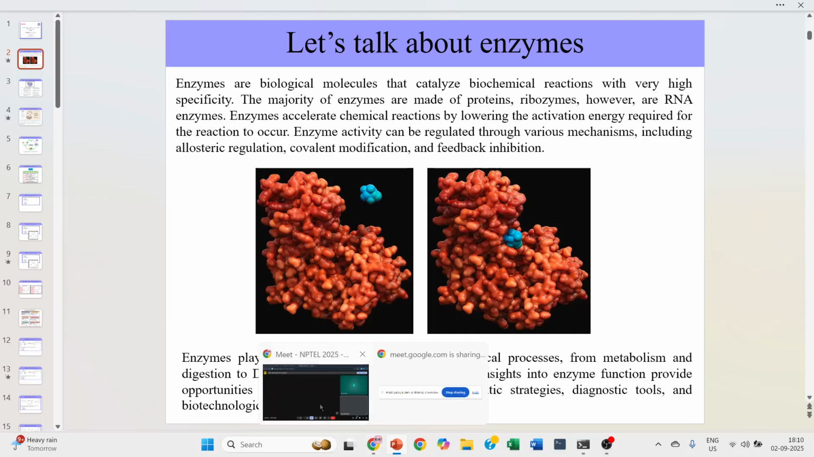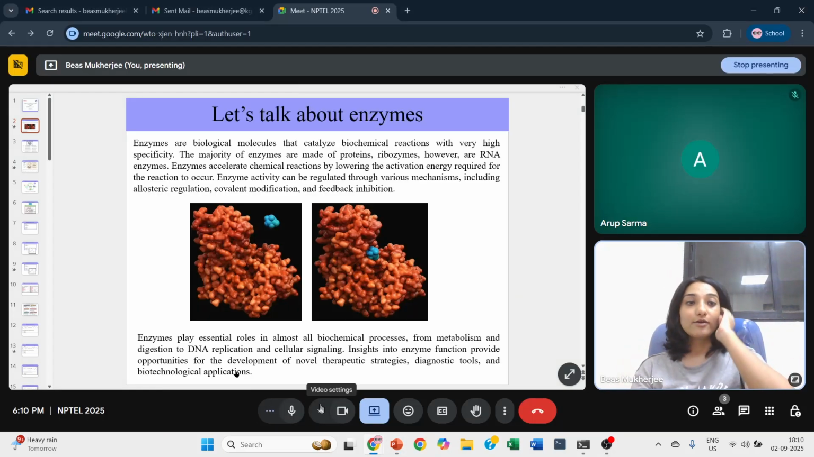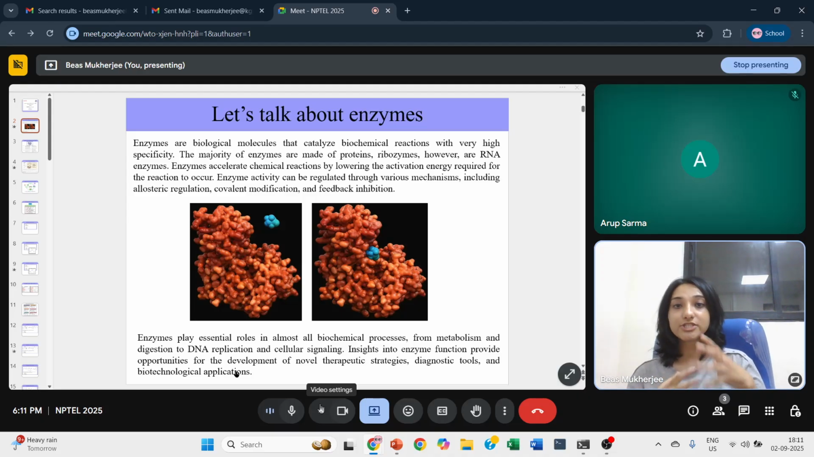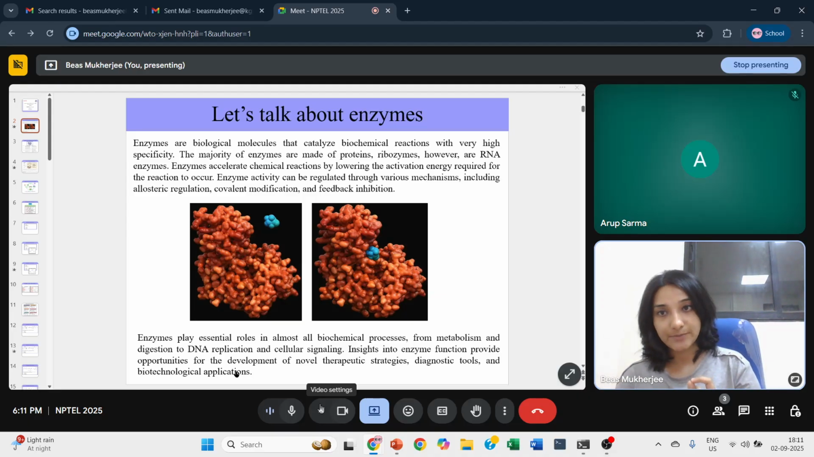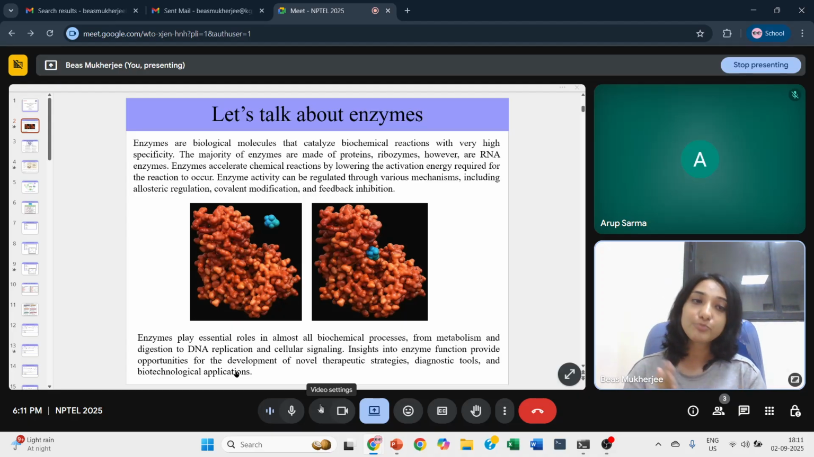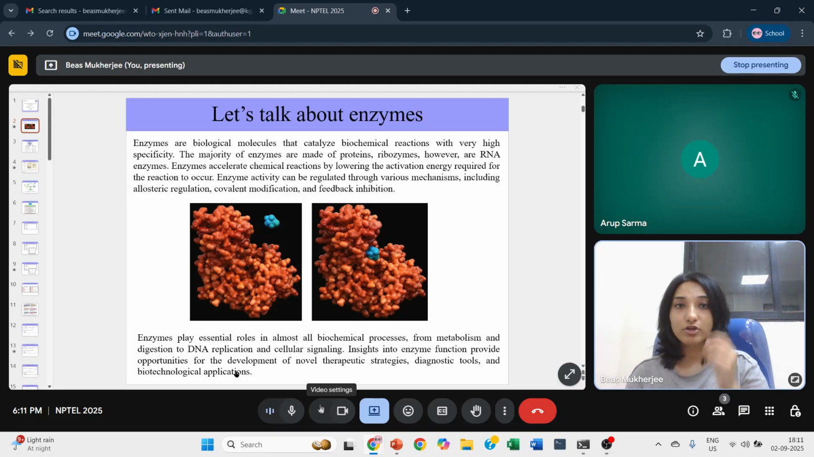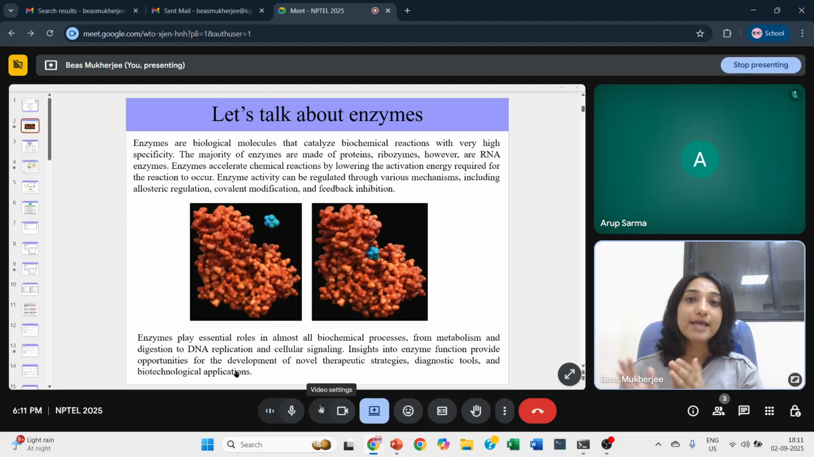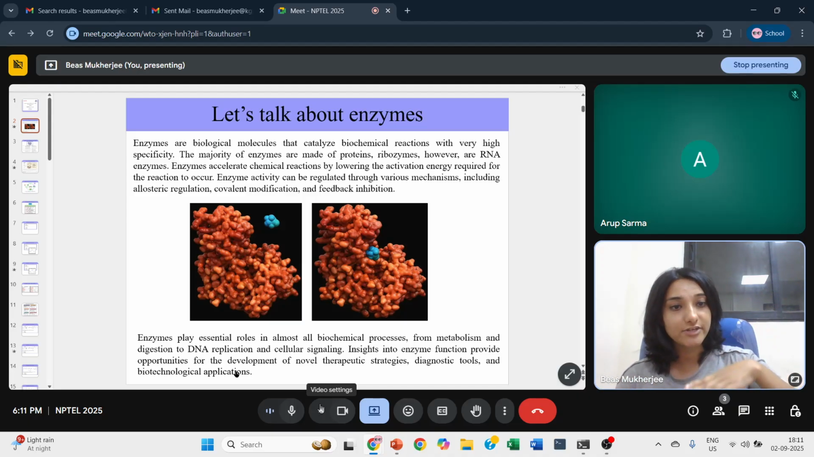Right, so we will start with the basics. Now let's talk about enzymes. As you know, enzymes are biological molecules which catalyze biochemical reactions with very high specificity. Now the majority of enzymes are made up of proteins, but enzymes can also be made up of RNA molecules, and these enzymes are called ribozymes. Okay. Now enzymes accelerate chemical reactions by lowering the activation energy.